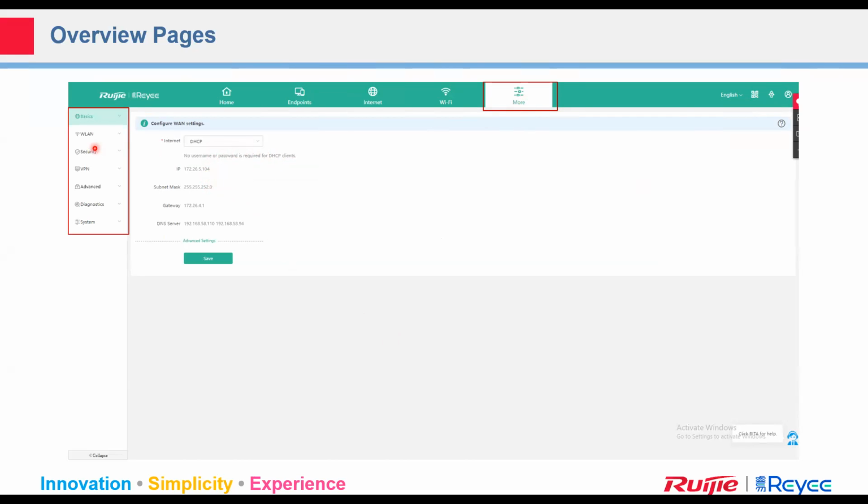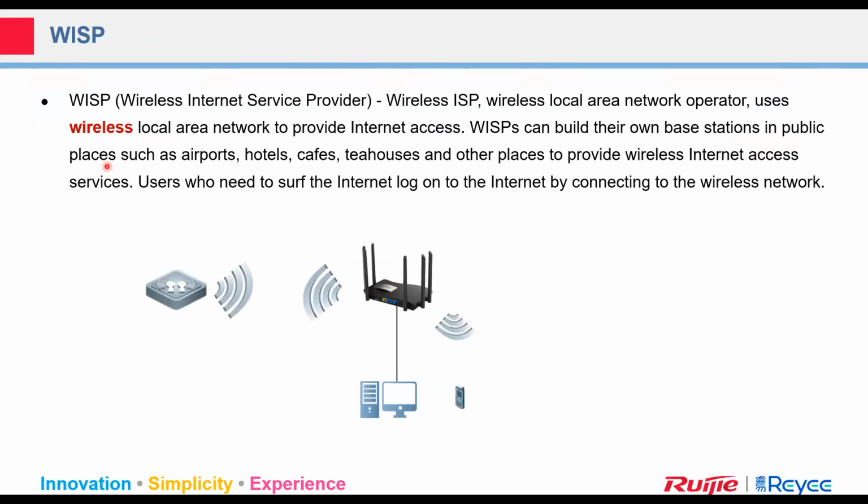If we click more, you can see the menu options here. So WISP, which is a wireless ISP or a wireless local area network operator, uses wireless to provide internet access. WISPs can build their base station in a public place such as an airport, hotel, or cafe to provide wireless internet access services. Users can surf the internet by logging into the wireless connected network.